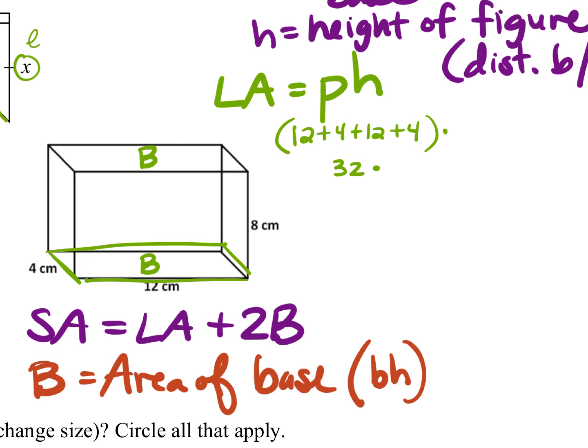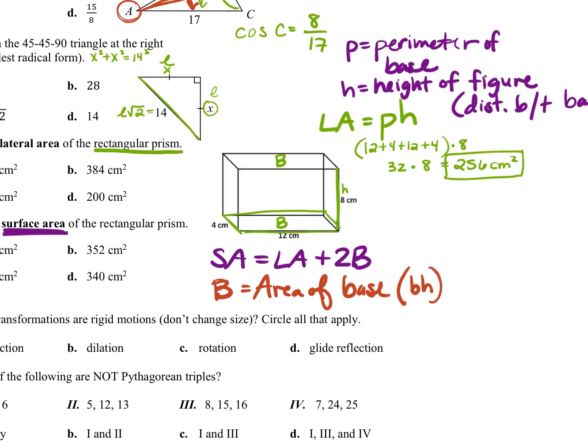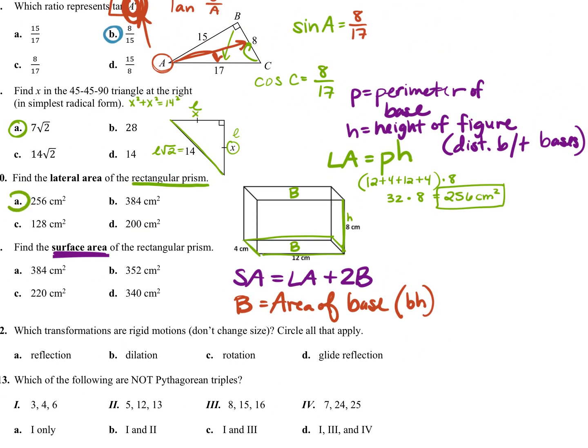And then we're going to multiply that by H. What did H stand for? Height of the figure, which is what value? How tall is that figure? 8. This is the 8. So 32 times 8 is 256 square centimeters. So over here, that's letter A.